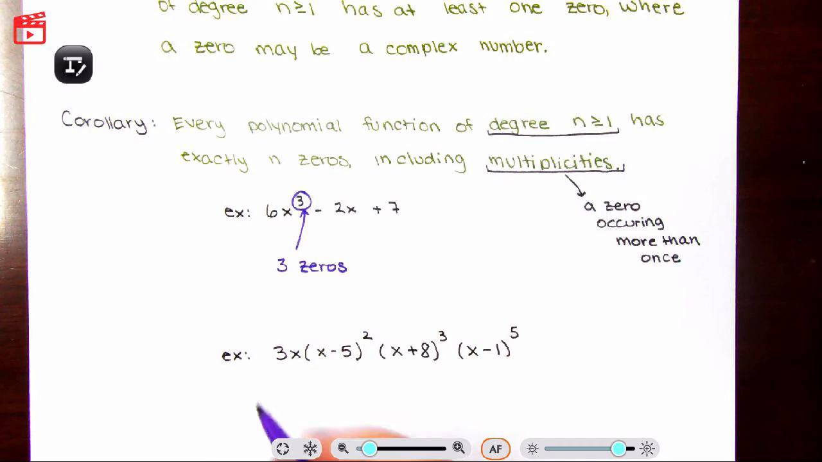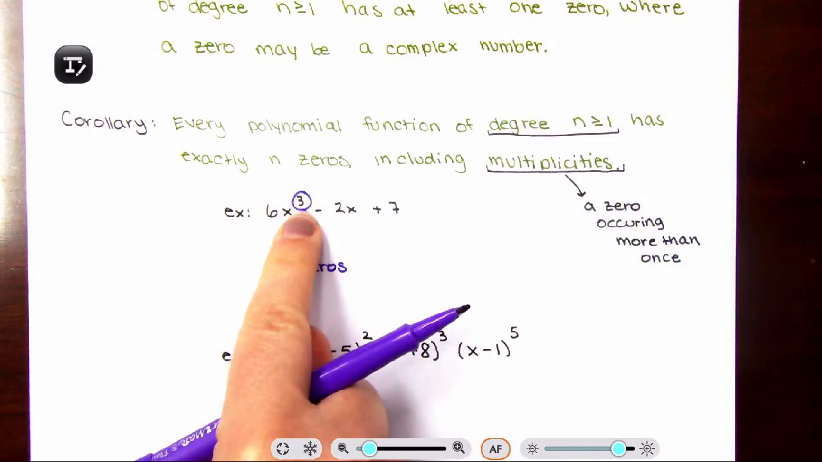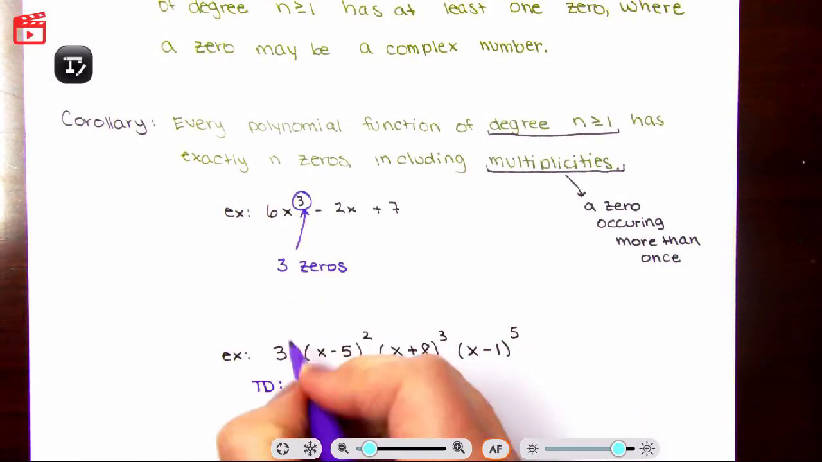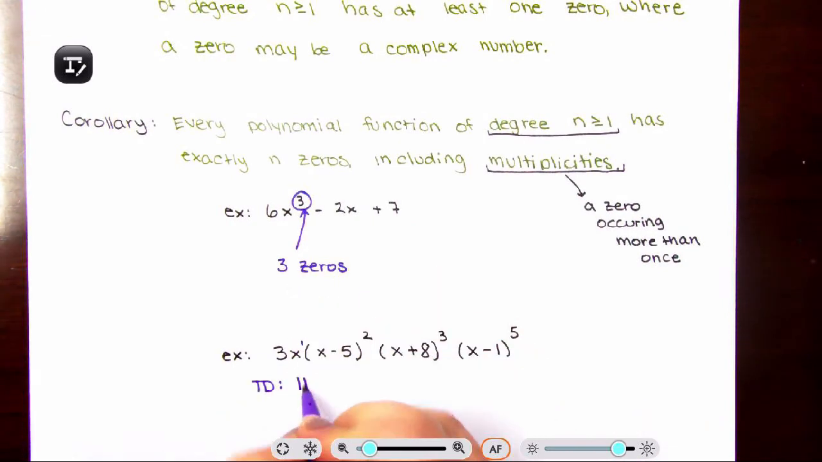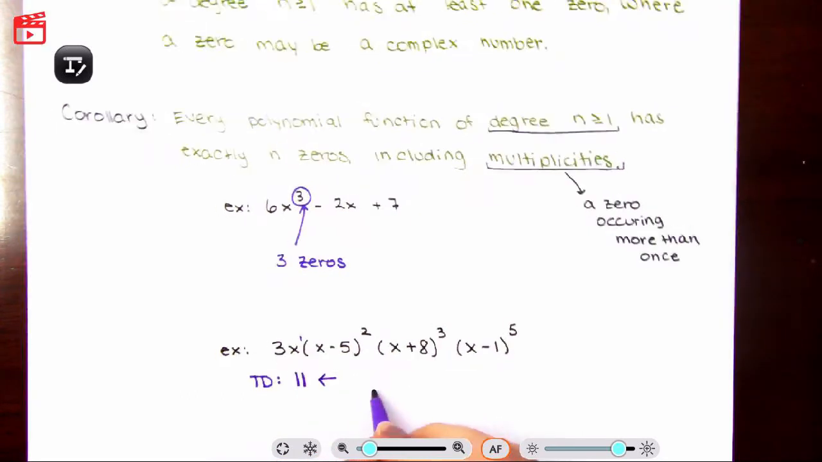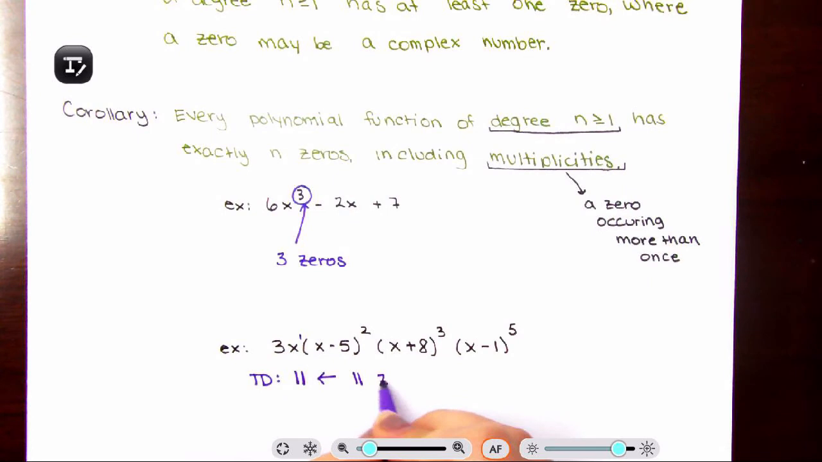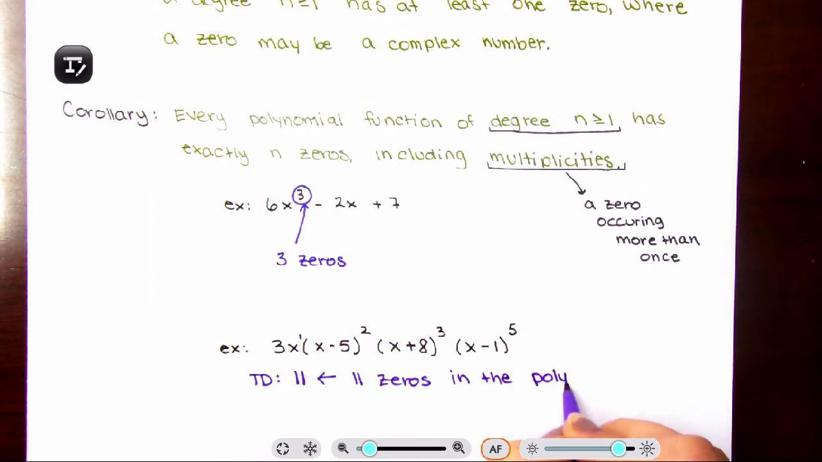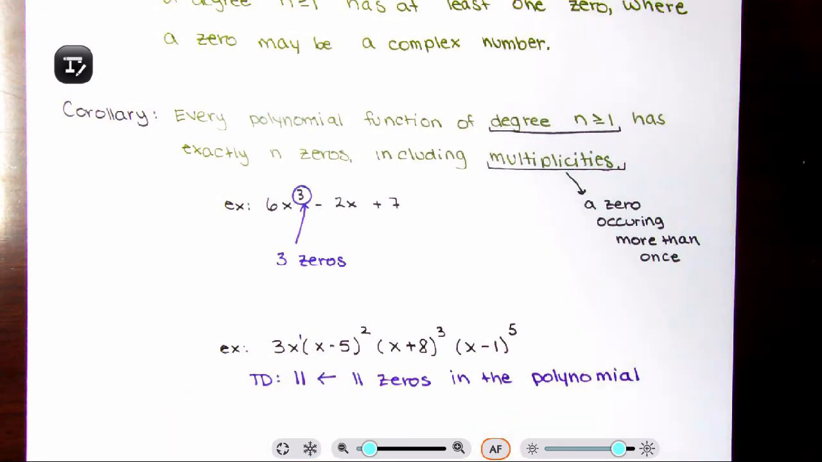So the total degree on a factored form is the highest exponent in the expanded form. So 5, 6, 7, 8, 9, 10, 11. So 11 is my total degree. That means I will have 11 zeros in this polynomial. And what does that mean with the 11 zeros in the polynomial?